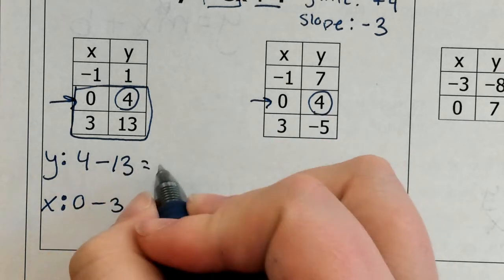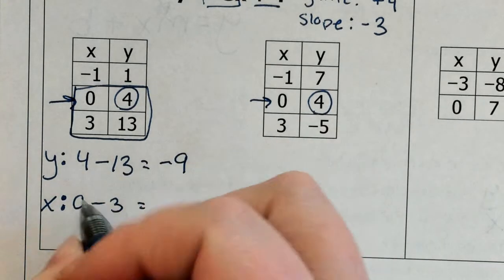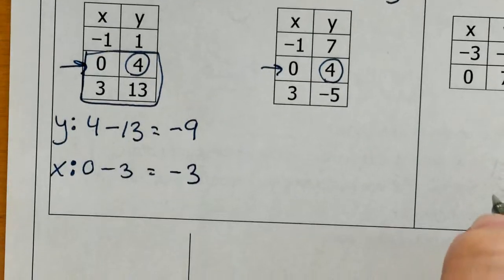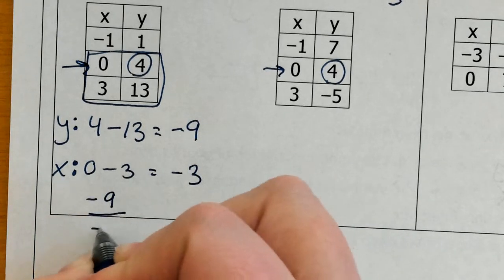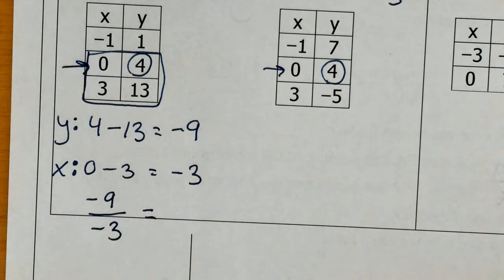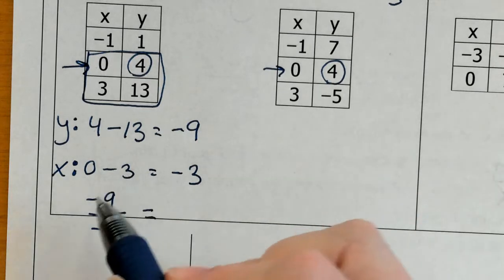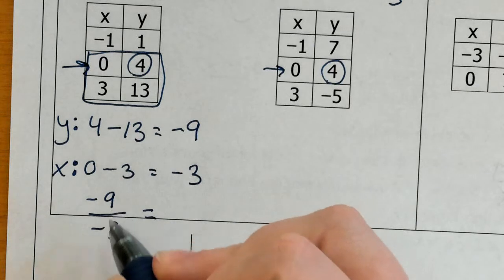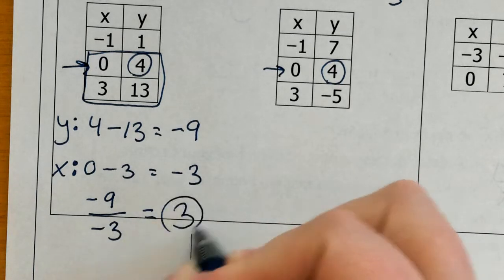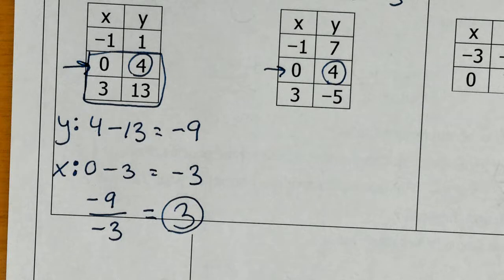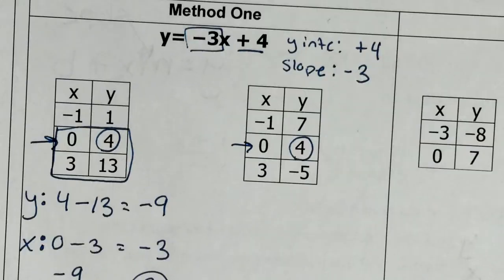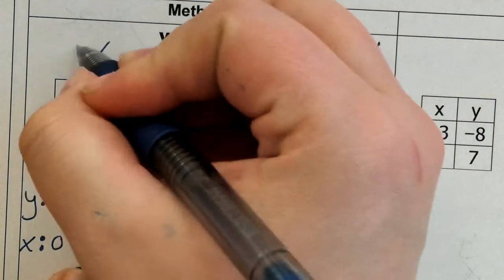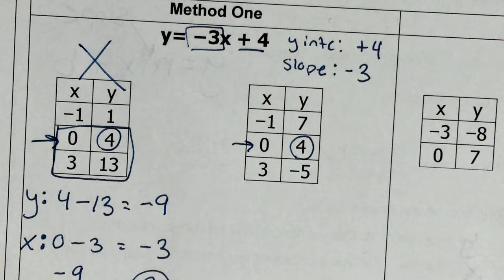4 minus 13 is negative 9. 0 minus 3 is negative 3. If I write that as a fraction, negative 9 over negative 3, I can simplify that. Since these are both negative, that's going to end up being a positive answer, and 9 divided by 3 is 3. So that's the slope for that table. But I'm looking for a slope of negative 3. That means that table can't be our answer.